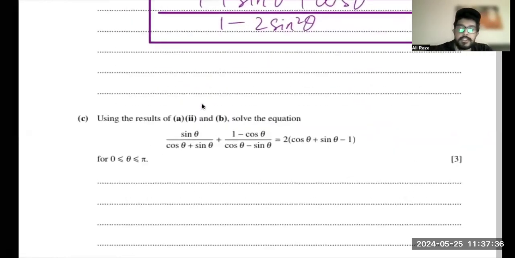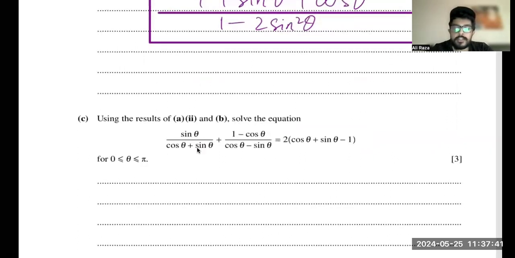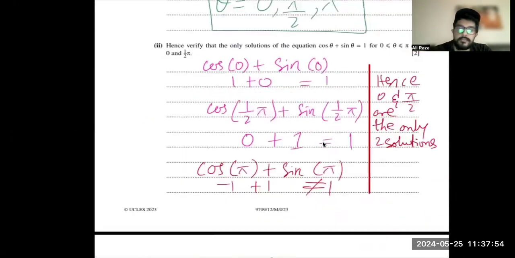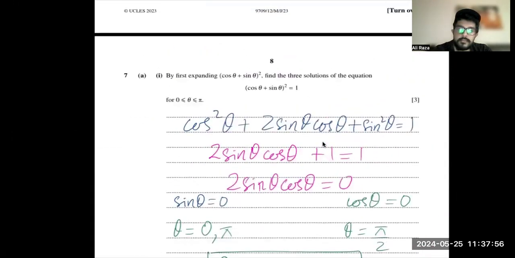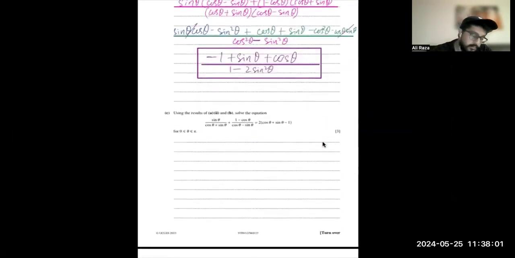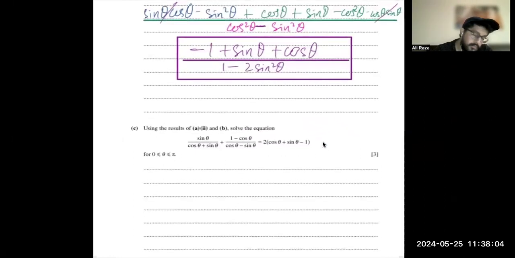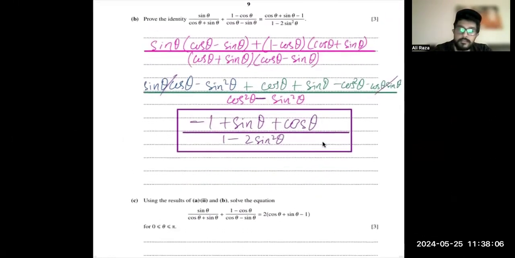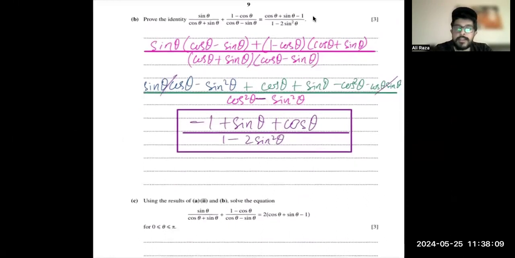Now in part C, using the results from A part 2 and B, we need to solve the equation sine theta over cos theta plus sine theta plus 1 minus cos theta over cos theta minus sine theta is equal to 2 cos theta plus sine theta minus 1. So we can use the identity over here to replace these two fractions.